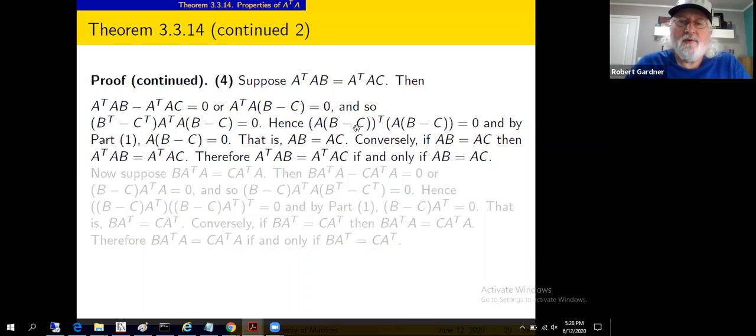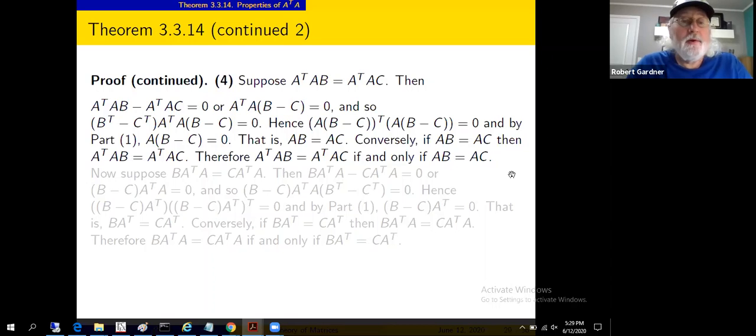Here's the Gramian product of this matrix with the transpose on the left. So this matrix must be the 0 matrix, part 1. A times B minus C must equal 0. That is, AB must equal AC. Distribute and move things around. So if we have this kind of relationship, then we get AB equal to AC. Conversely, if AB equals AC, then we'll just multiply both sides on the left by A transpose, and we get this relationship. So we do have an if and only if relationship in terms of these types of products.